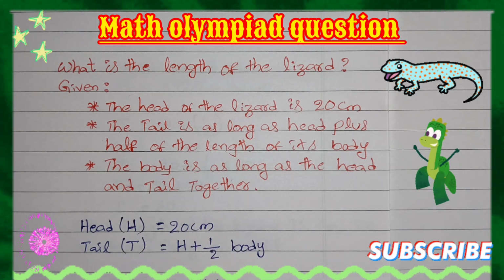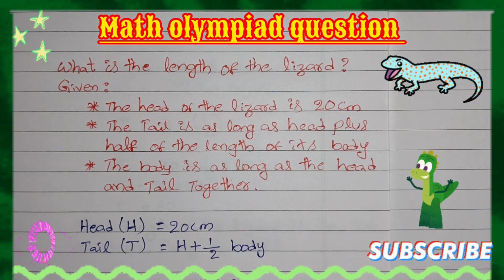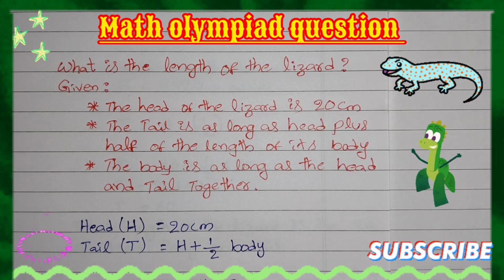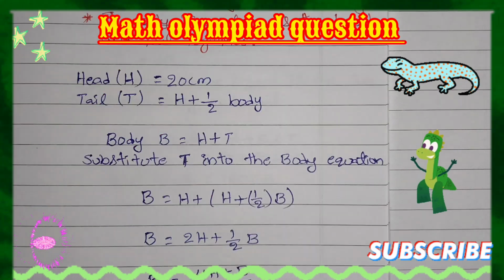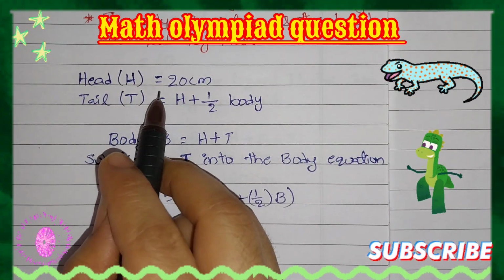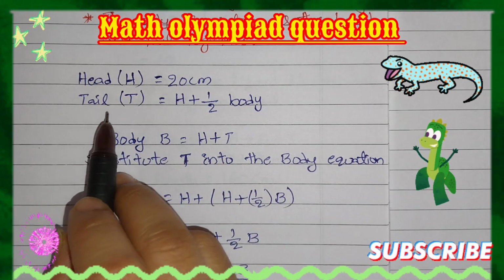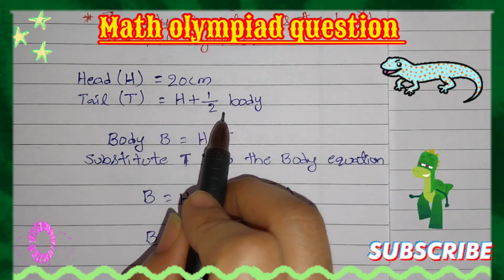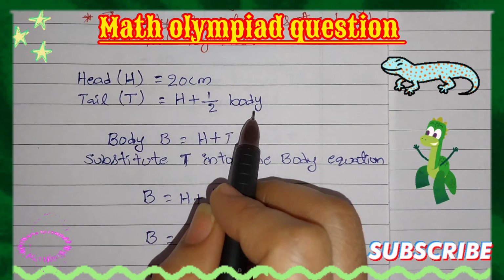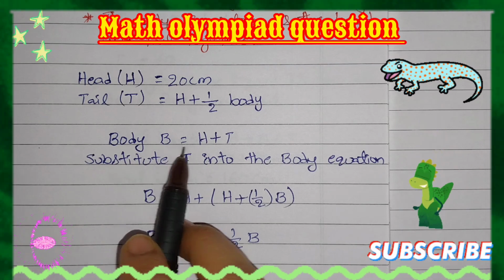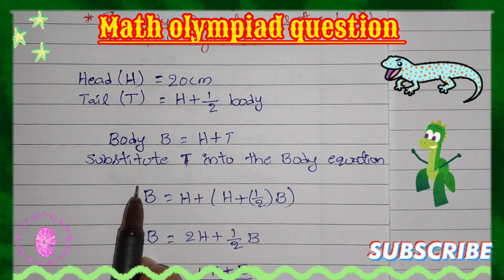Read the question carefully and understand it. What is given, and what we have to find. We have to find the total length of the lizard. Let's see how to solve this math problem. Head h equals 20 centimeters. Tail equals h plus half of the body. Body b equals head plus tail.